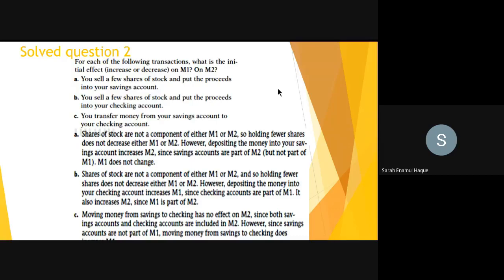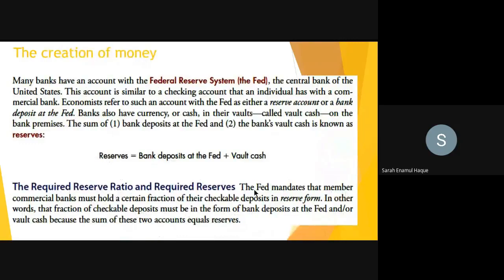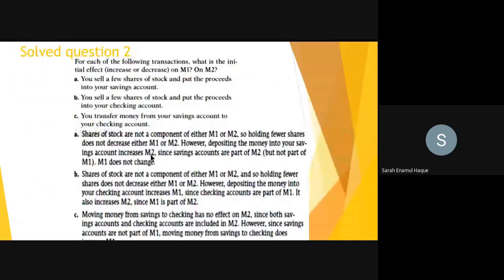So can you tell me, in the economy, what will happen to M1, what will happen to M2? So let's read. Shares of stock are not a component of either M1 or M2, right? So holding fewer shares does not decrease either M1 or M2. However, depositing the money into your savings account increases M2, since the savings accounts are part of M2 but not part of M1. M1 does not change.